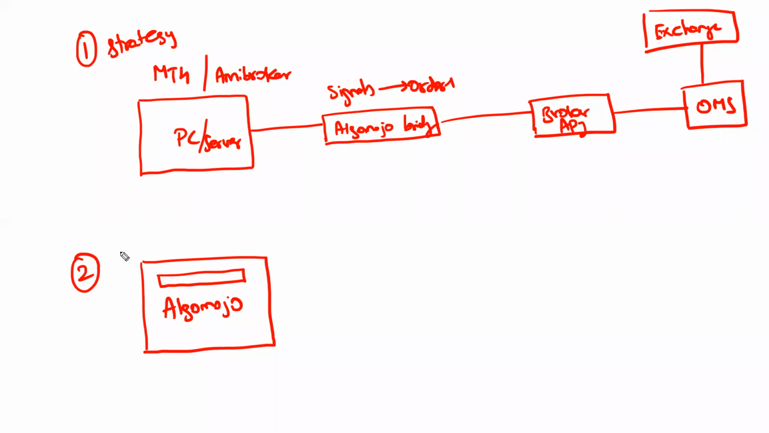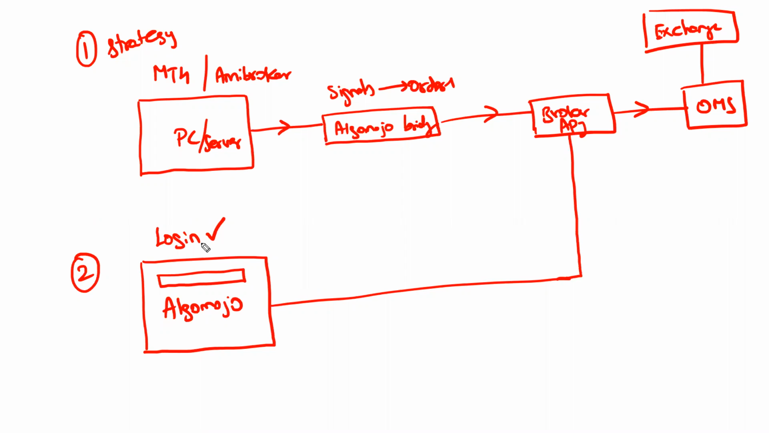So now, what is the role of Algomojo over here? Only if the user is logged into Algomojo will the order go through. Otherwise, the order will not go through at all. These orders that you're sending from your AMI broker or MT4 will go through only if login is confirmed. If login is confirmed, then only the orders will pass from the bridge to the broker. So Algomojo is also connected to the broker API itself.